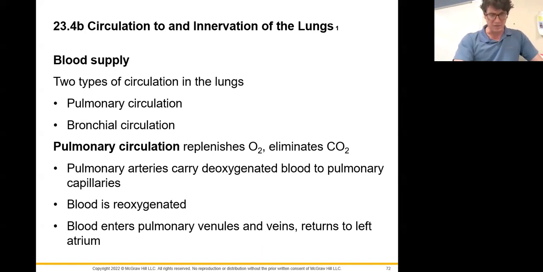All right. Blood supply. Remember that we have two different types of circulation here. We have our pulmonary circulation, and then we have our bronchial circulation, okay? Pulmonary circulation is where we're getting oxygen into the pulmonary capillaries. So this is where we're reoxygenating the blood, in our pulmonary circulation. This is where we are worried about getting oxygen into the blood.